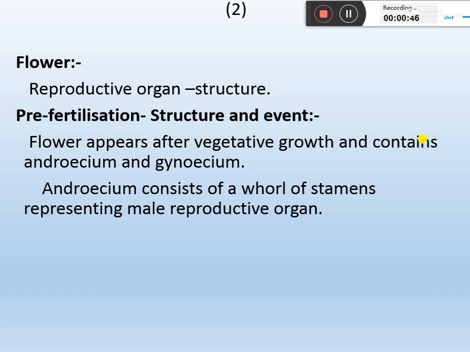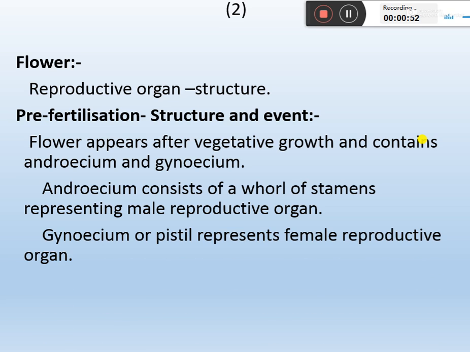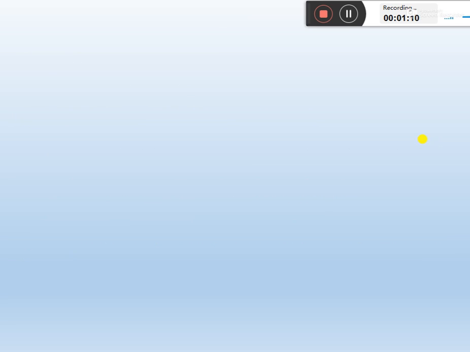This androecium is present in the form of a whorl of stamens, and this is the male reproductive structure, while the gynoecium, which is a collective term for the pistil or the carpel, represents the female reproductive structure. There may be one pistil or two pistils or three, so monocarpellary, bicarpellary or tricarpellary.